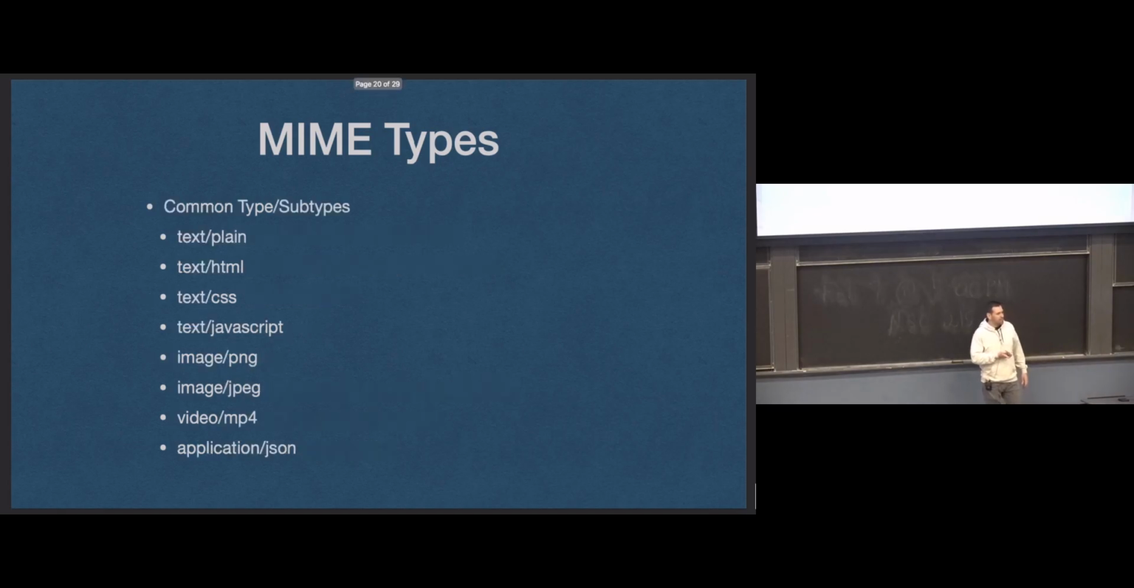And some common type, subtype pairs. This is most of what we'll need throughout the course. It might be comprehensive, but I might be blanking on something. But text/plain we saw already. Text/HTML, CSS, and JavaScript are how we're going to send those three things.